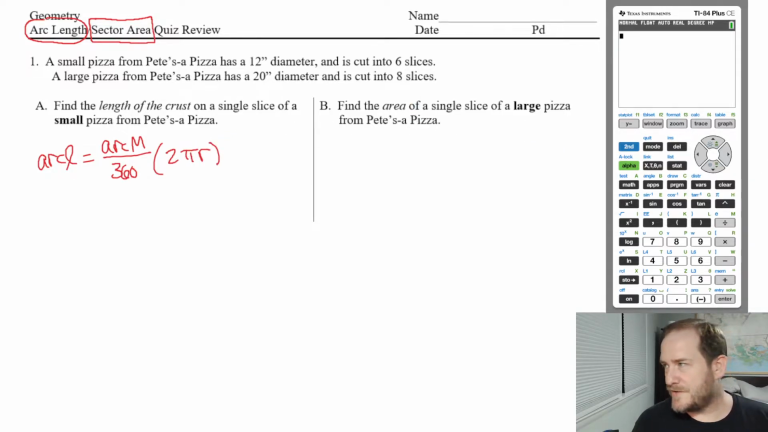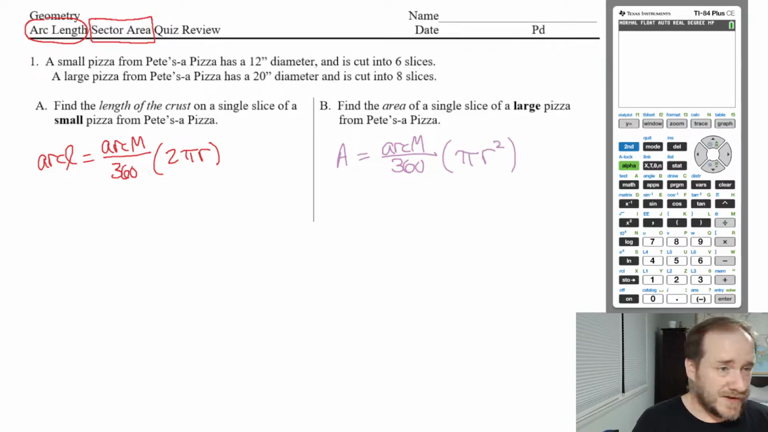Now the only change, if you're trying to find the area of a sector, is that area is going to be arc measure, still divided by 360, but now instead of multiplying by the circumference, you multiply by the area, so that's pi r squared. That's it. This is kind of the whole quiz in a nutshell: these two formulas, finding the length of an arc and finding the area of a sector.